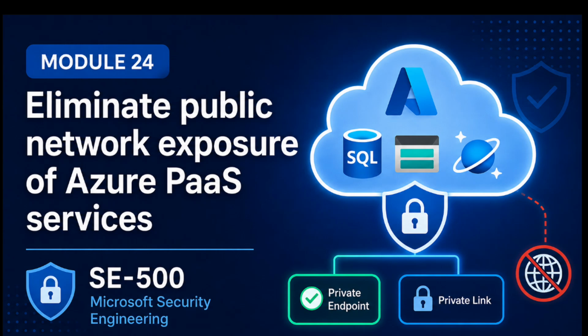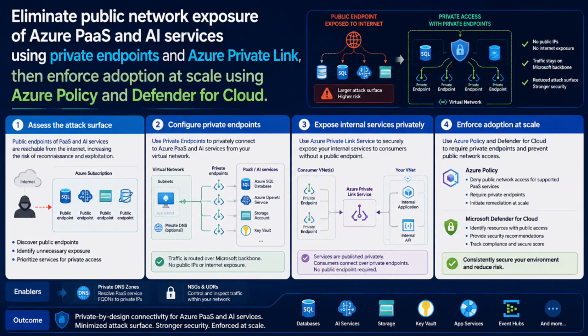In Module 24, we will learn how to eliminate public network exposure of Azure PaaS services. At the end of this module, you should be able to: one, assess the attack surface; two, configure private endpoints; three, expose internal services privately, or learn how to do that; and four, enforce adoption at scale.